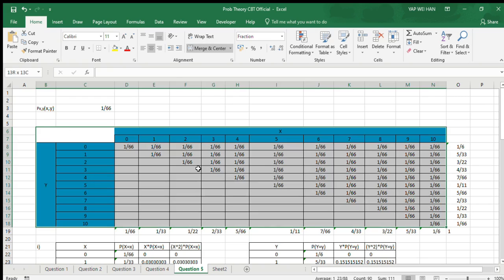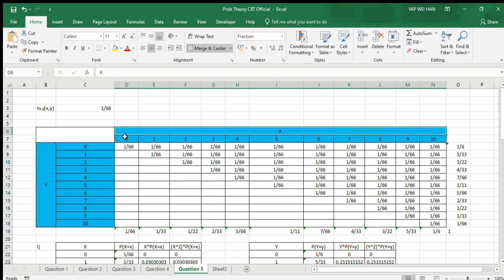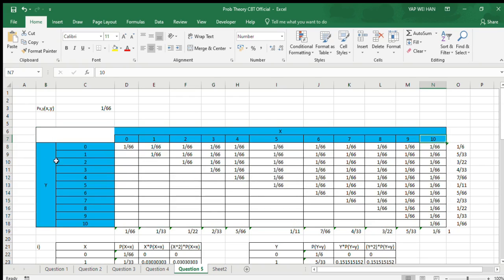Here is another graph I've plotted for you. We have x ranging from 0 to 10 and y ranging from 0 to 10 as well. Remember our probability mass function, 1 over 66, and remember also our condition: y cannot be larger than x. So we just fill in 1 over 66 for each of the cells that fulfill the condition that y is not larger than x.